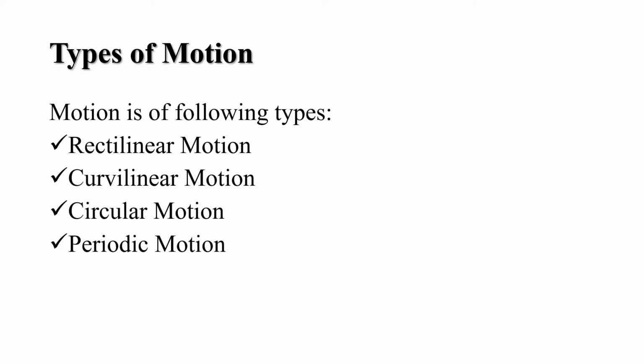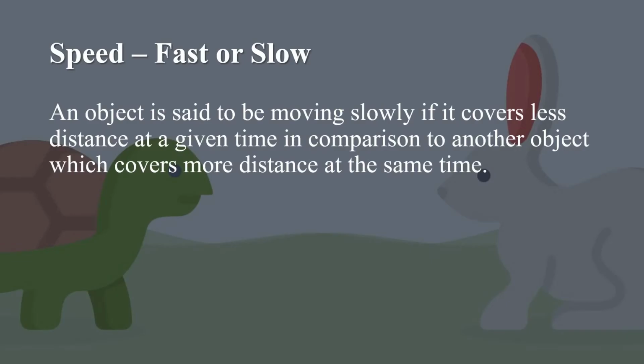Students, the motion may be of different types. Some basic types of motion are rectilinear motion, curvilinear motion, circular motion and periodic motion. We have discussed in the previous class that motion along a straight line, such as the motion of a car along a straight road, is called rectilinear motion, the motion along a curved line is called curvilinear motion, and the motion along a circular path is called circular motion.